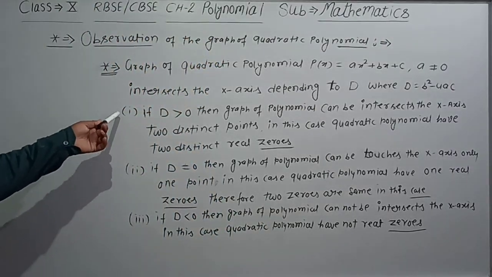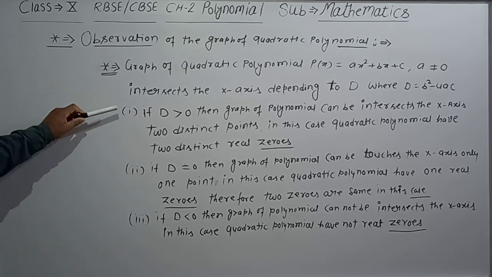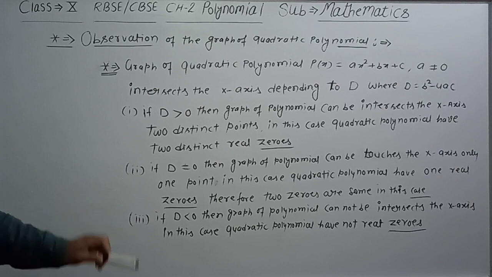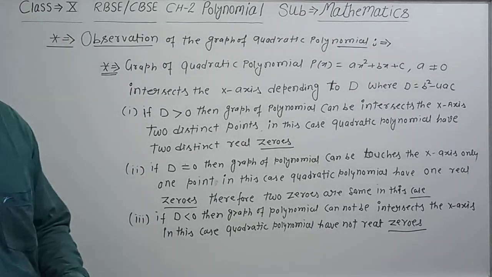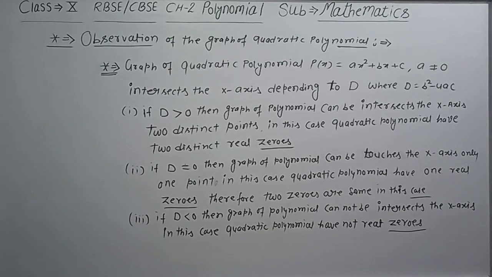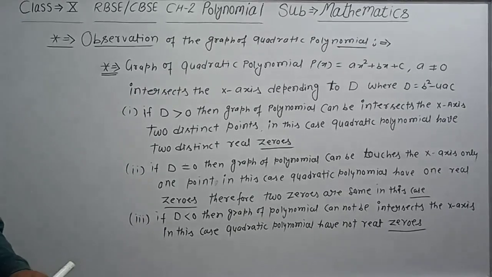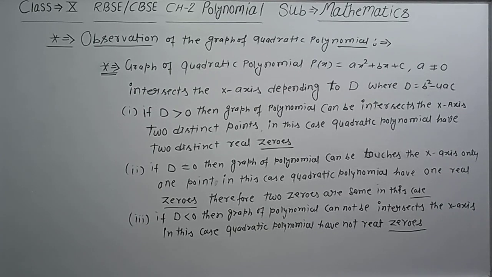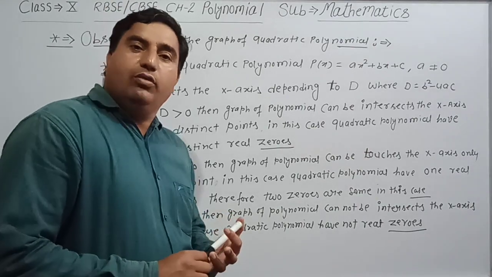We discussed this in an example for this case and this case. Discuss different examples, in this case D greater than 0, D equals 0, D less than 0, and draw a graph of the quadratic polynomial.